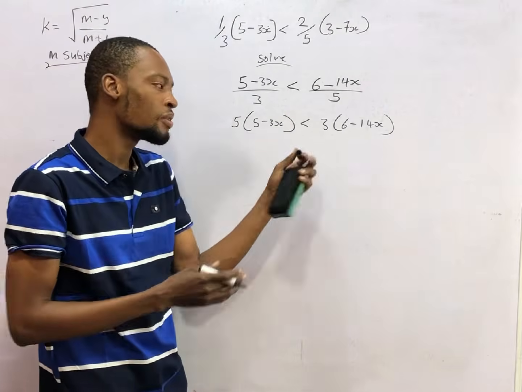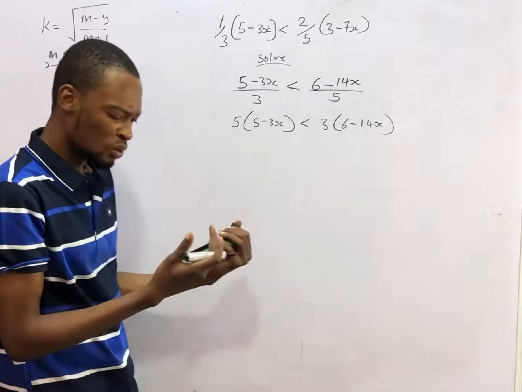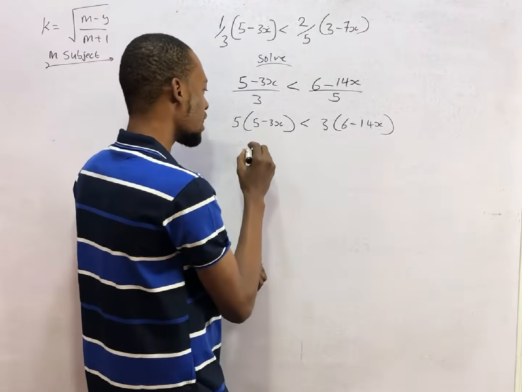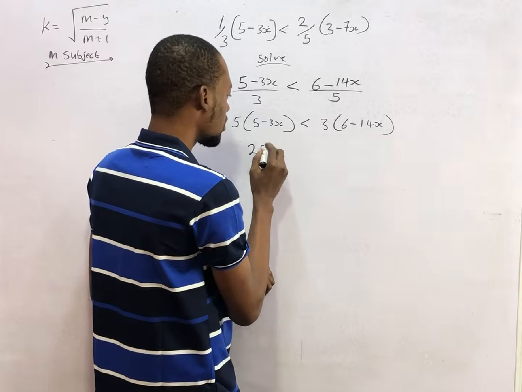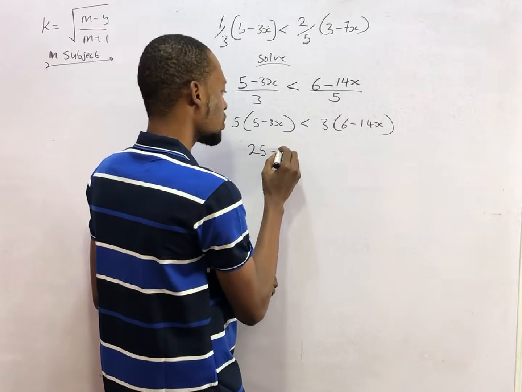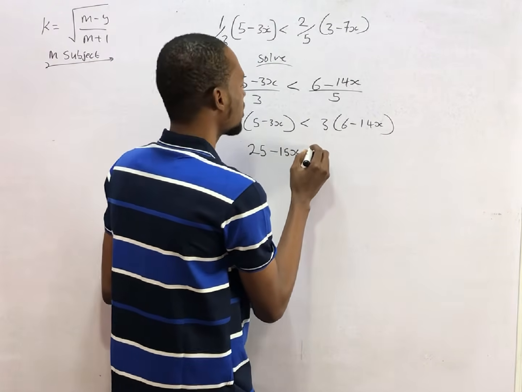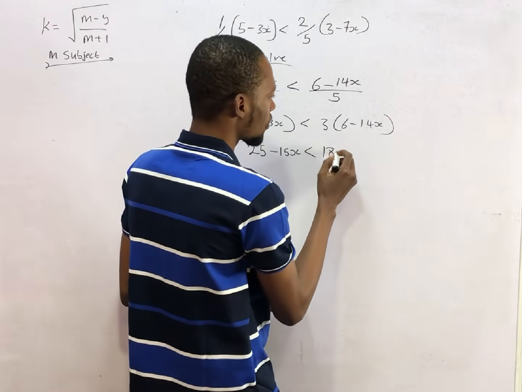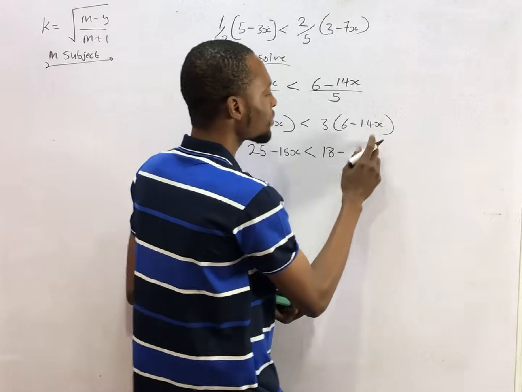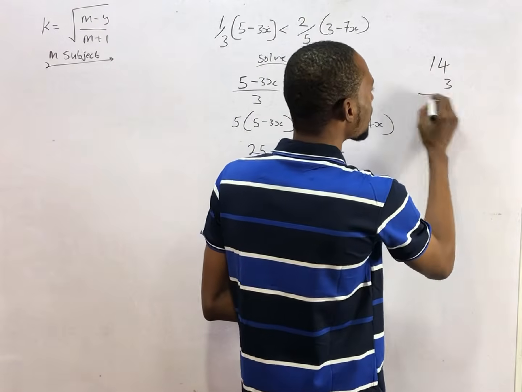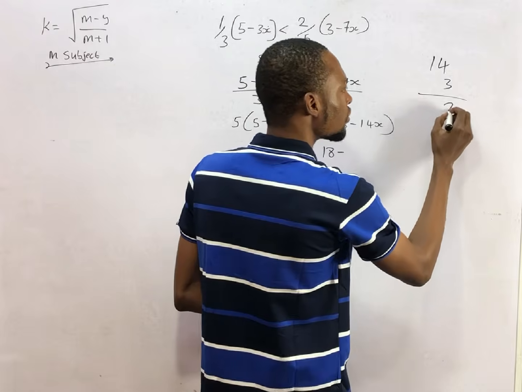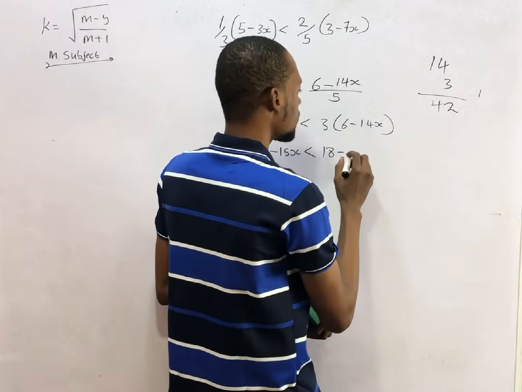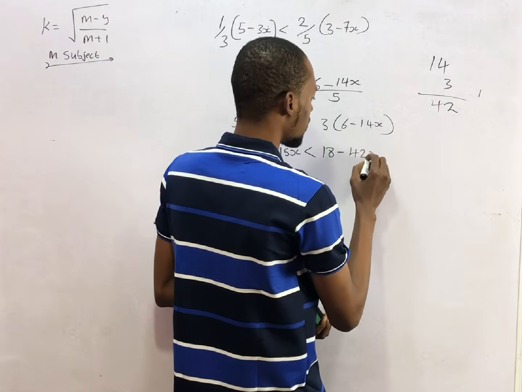Here we are still opening up the bracket. Now we are not new to opening up brackets. 5 times 5 is 25, so 25. 5 times minus 3s is minus 15s, is lesser than 3 times 6, 18, minus 3 times 14s. You have 14, you have 3. 3 times 4, 12, carry 1. 3 times 1 is 3, plus the one you carried, 4. So here should give you minus 42s.